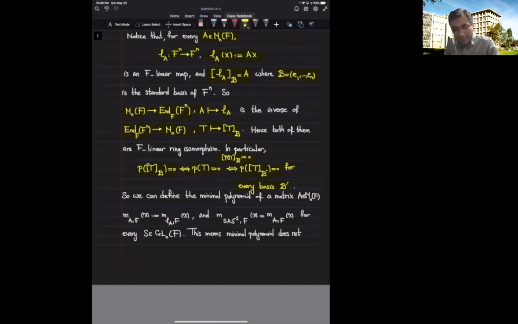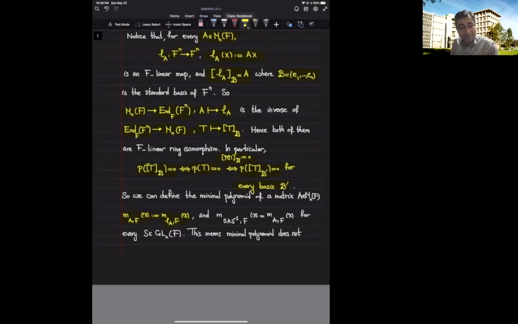Now, altogether, what am I getting? I can define the minimal polynomial of a matrix. How? I give you a matrix, you consider the linear transformation attached to this matrix, and define the minimal polynomial of the matrix to be the same as the minimal polynomial of this linear transformation.